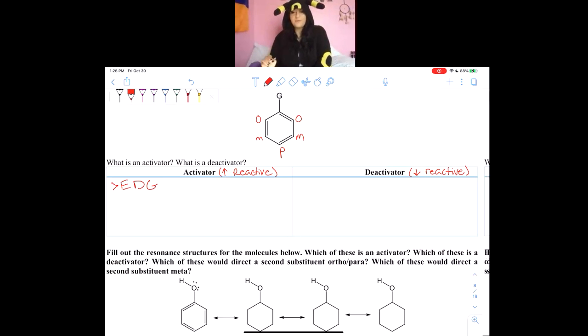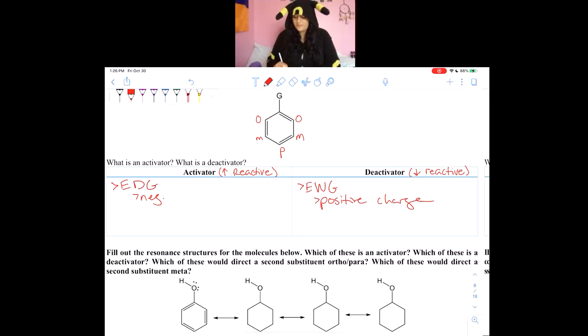Okay, cool. So most people are saying negative, and that's correct because in order to donate electrons, you have to have extra electrons lying around, and that would mean a negative charge. Positive charge is actually going to be indicative of what kind of group? Withdrawing group, exactly. So here we have electron withdrawing group. This is a positive charge. And here we have a negative charge.